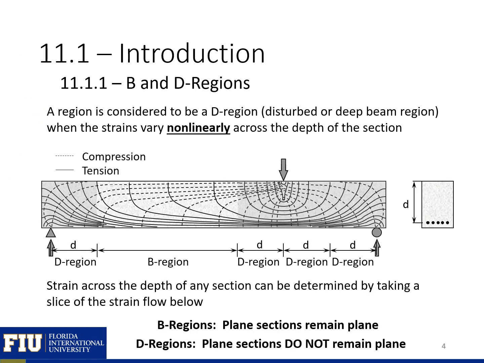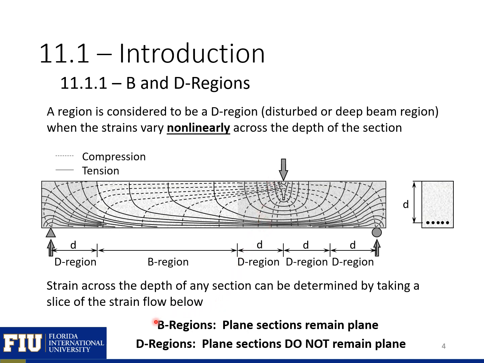A region of a beam is considered to be a D region, which stands for disturbed or deep beam regions, when the strains vary non-linearly across the depth of the section. Here we have the principal compression and tension stresses in a simply supported beam with a point load. You can see that in locations that are a distance d away from our supports or from our point loads, we have a non-linear strain distribution across the depth of our section.